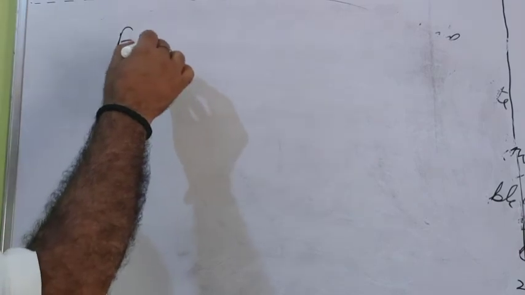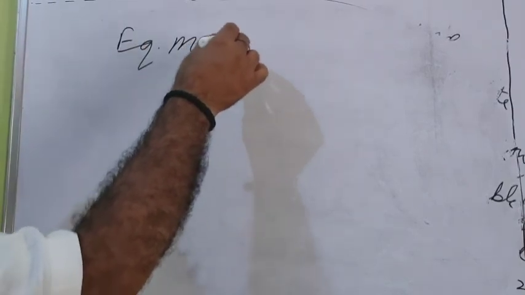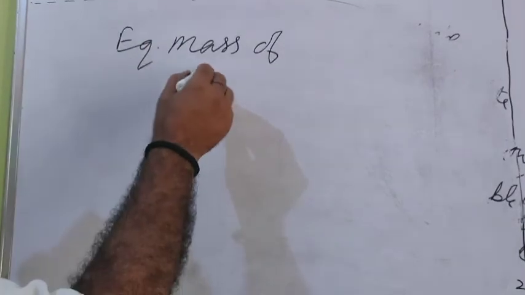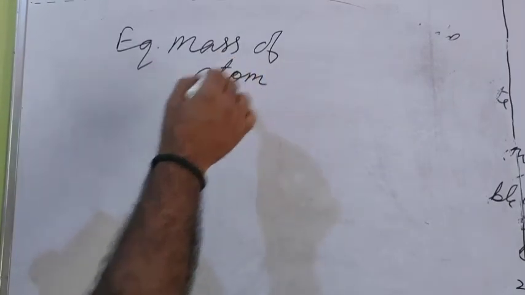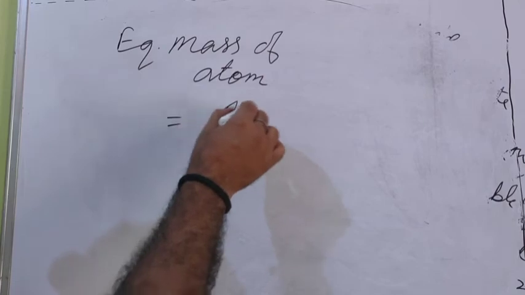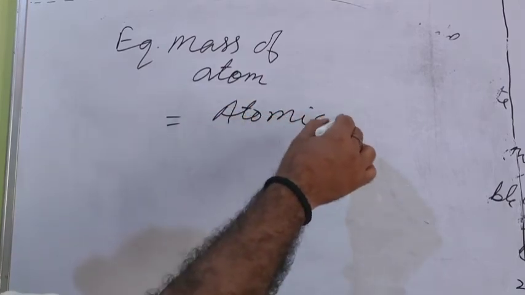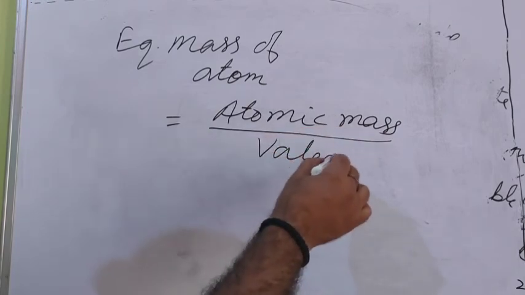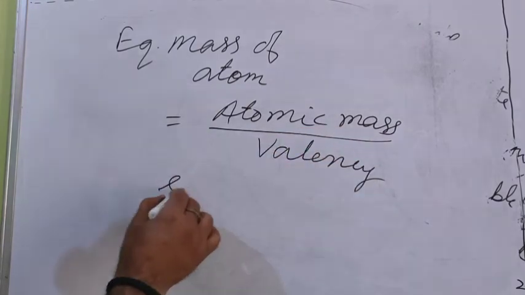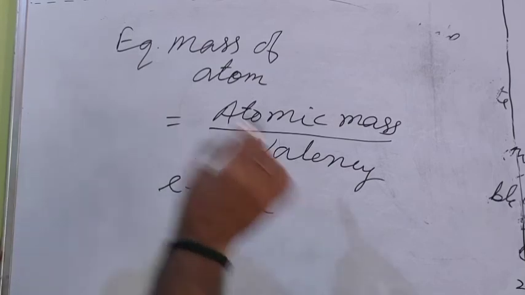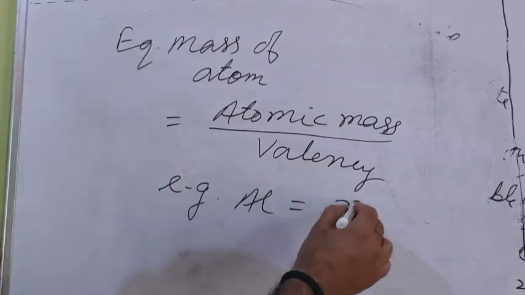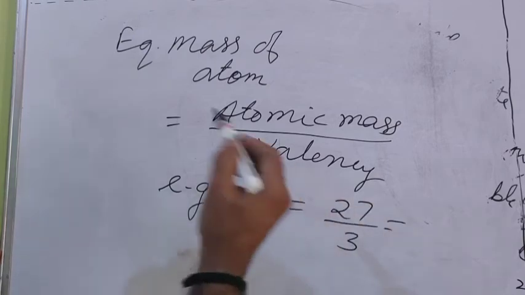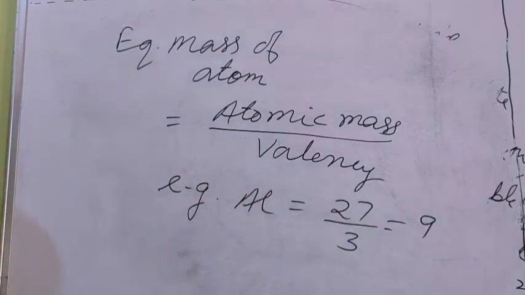And the equivalent mass of an atom is atomic mass upon valency. Very simple. For example, aluminium: atomic mass is 27 divided by 3, its valency is 3, so the equivalent mass is 9.